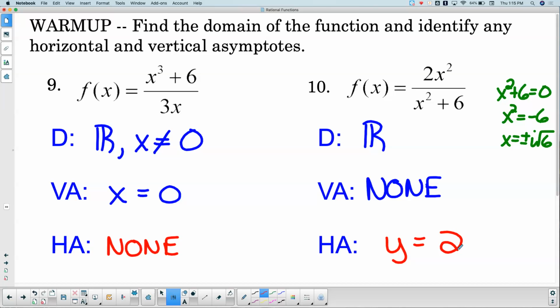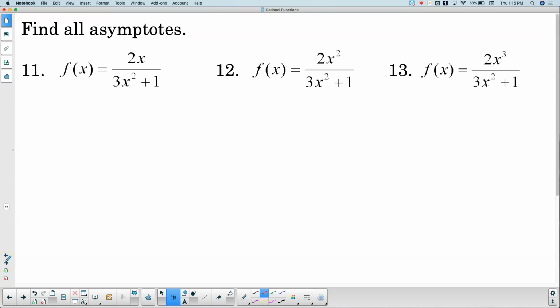Questions? Okay. Find me all the asymptotes for all three of them, their functions.